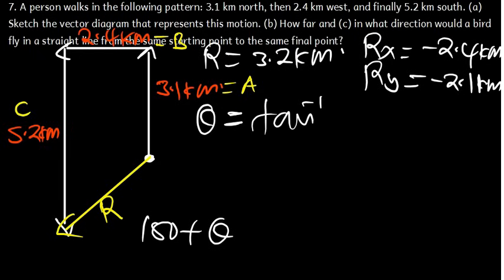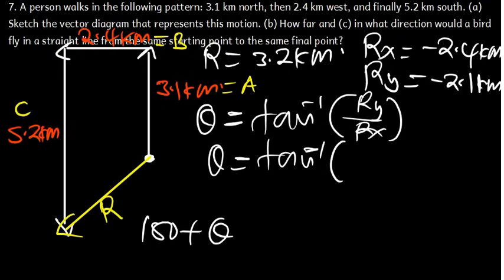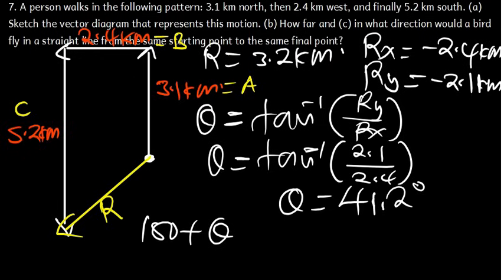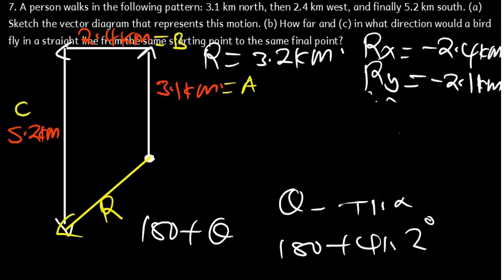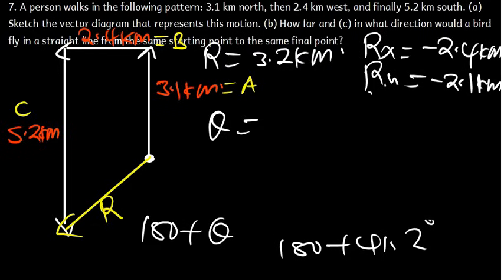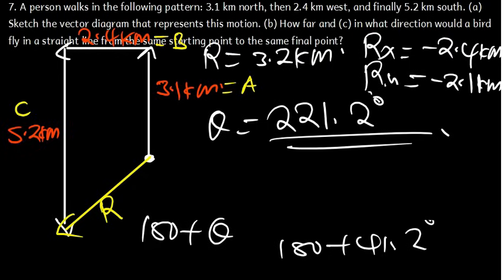tan inverse of RY divided by RX. So theta will be equal to tan inverse, we're going to ignore the negative, RY is 2.1, then this is 2.4. So we have shift tan, open brackets, 2.1 divided by 2.4. This is giving me theta to be equal to 41.2 degrees. Now, since it's supposed to be in the third quadrant, we're going to say 180 plus 41.2 degrees. So the direction in this case is going to be 180 plus 41.2, which is 221.2 degrees. That is going to be the direction. So that is it for this question.